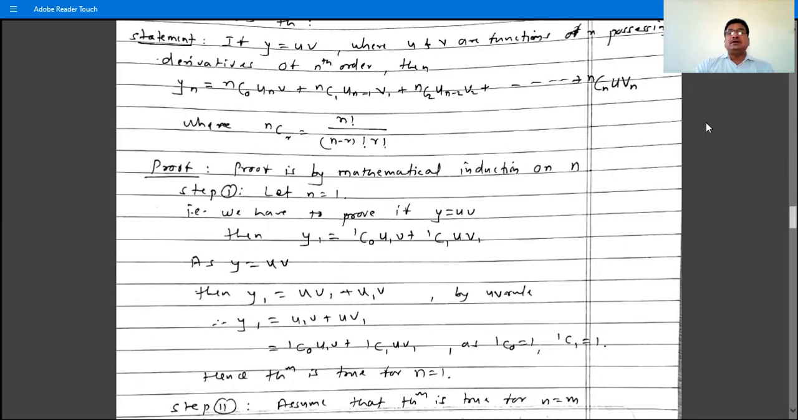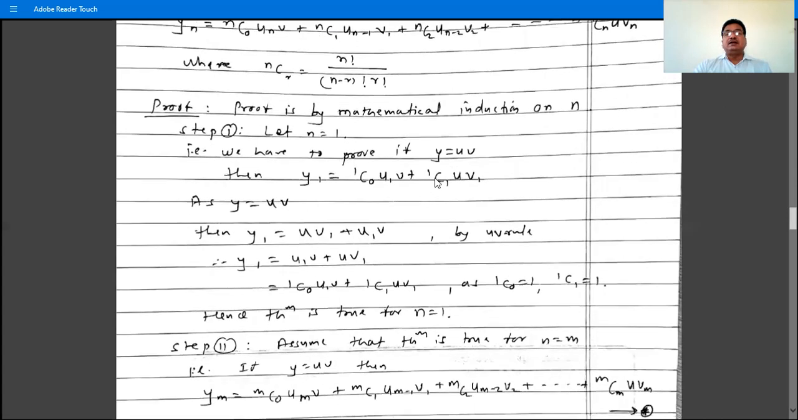We stop the terms when we reach nCn, since both are the same, n and n. So if we substitute n as 1, the last term is 1C1 u v1, and the first term is nC0 u1 v. So if you substitute n as 1 in this theorem, then we have this statement: if y is u into v, then y1 is 1C0 u1 v plus 1C1 u v1. Now we have to prove this.